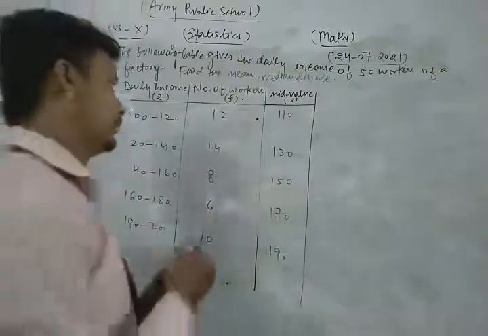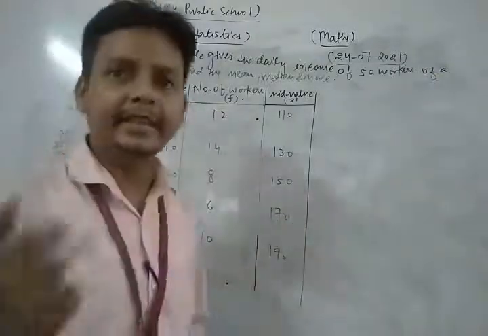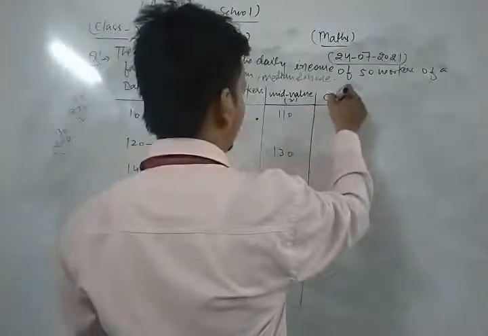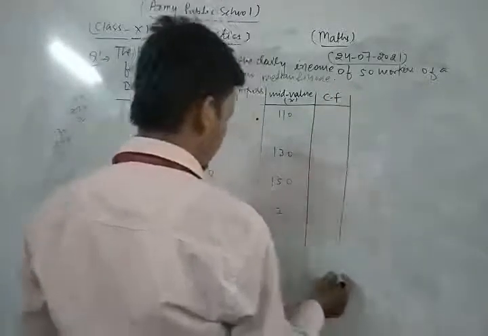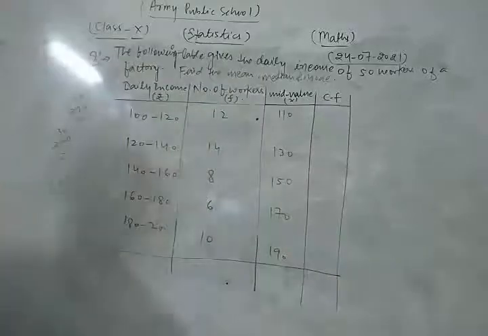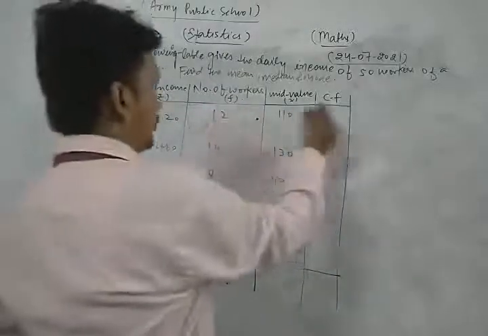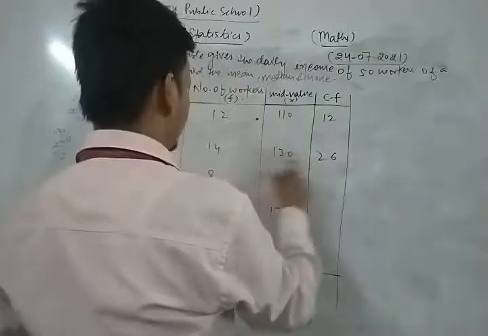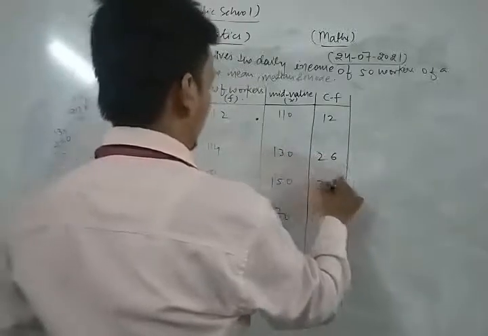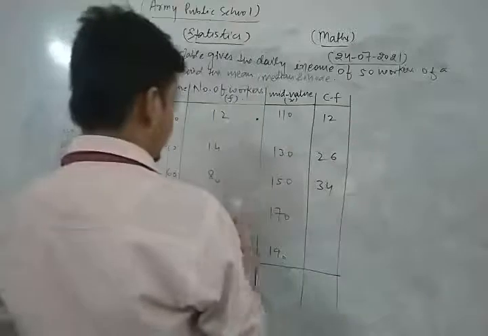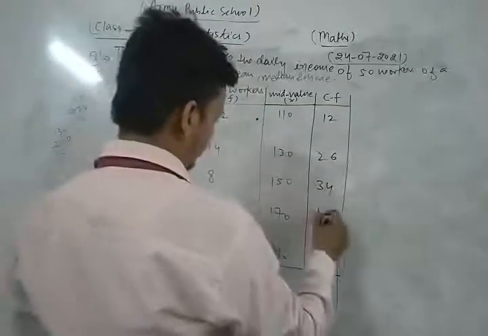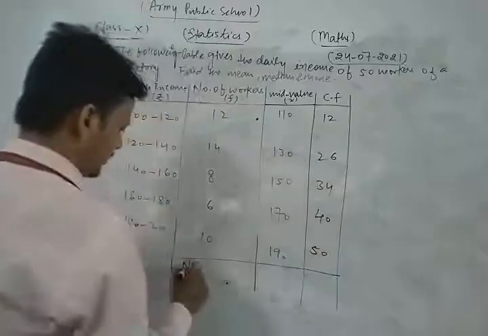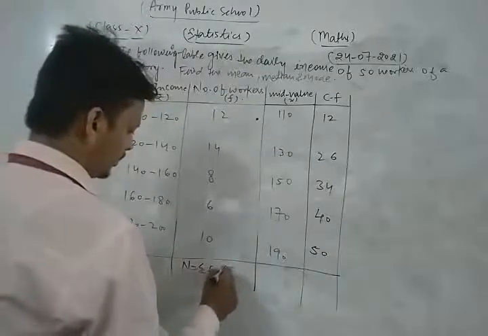Now for finding the median, we find the cumulative frequency. So we form another column for the cumulative frequency. This is the frequency: 12 plus 14 is 26, plus 8 is 34, plus 6 is 40, plus 10 is 50. So here n, that is sigma f, is equal to 50.